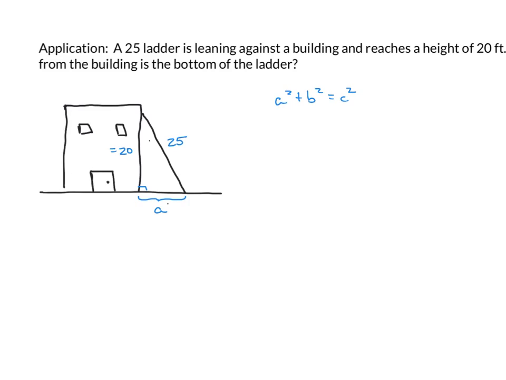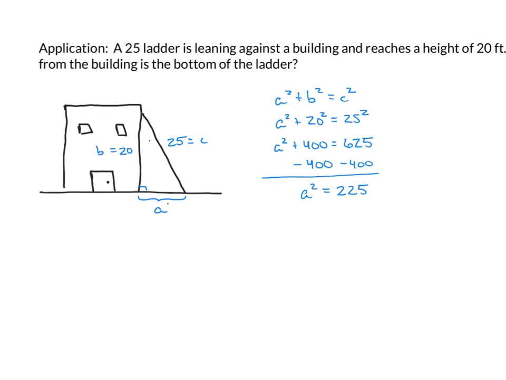If we go ahead and plug in what we know, we have B is 20 and C is 25. So we get A squared plus 20 squared equals 25 squared. So if we go ahead and simplify, 20 squared is 400. 25 squared is 625. I want to get A squared by itself, so I'm going to subtract 400 from both sides. And we get A squared equals 225. We want to know what squared equals 225, so we're going to take the square root of both sides, and we get A equals 15 feet.